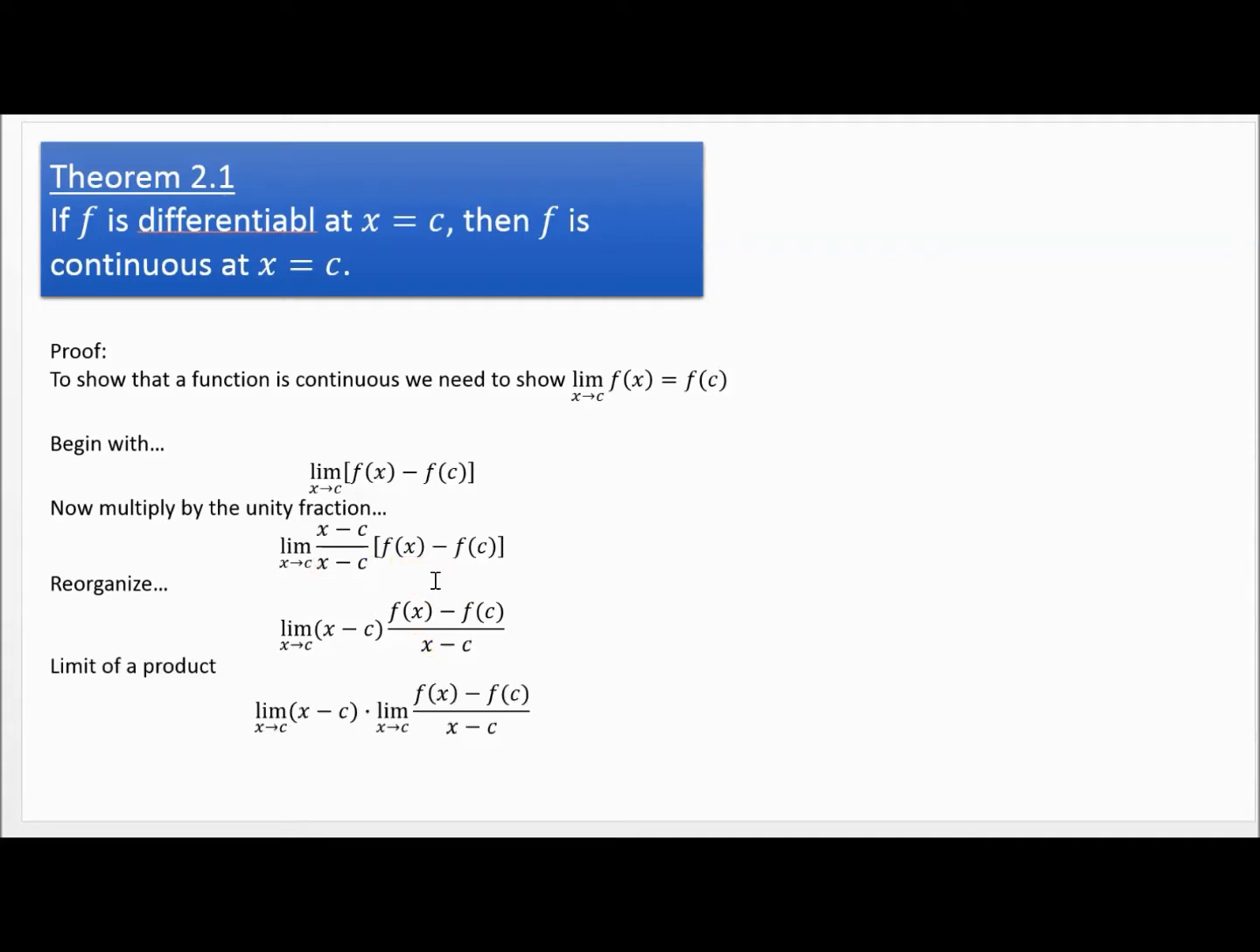What am I doing next? Okay, I'm going to take a limit of a product. Remember, one of the first rules we learned about taking limits is if you have two separate functions, like we have here, you can take the limit of each of these separately. So the limit as x goes to c of x minus c is equivalent to the limit as x goes to c of f of x minus f of c over x minus c.